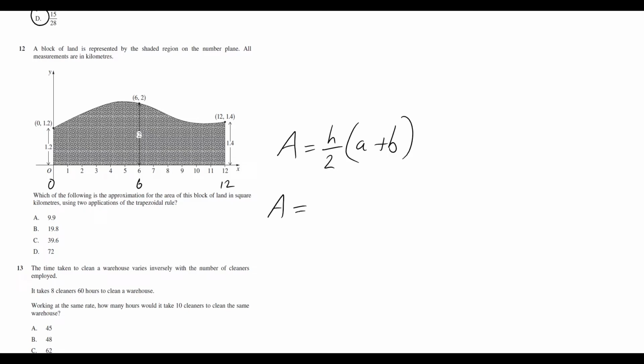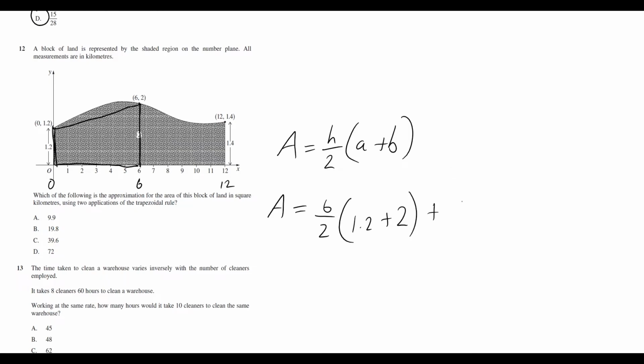So A will be equal to... the H, what we need to do is think about this trapezoid as it's on its side at the moment. So our height is actually going to be from 0 to 6, so it's going to be 6 on 2. And then A and B, those are going to be the 2 different bases. So we can see going over here and over here. So then we'll have 1.2 plus 2. So that's our first application of the trapezoidal rule.